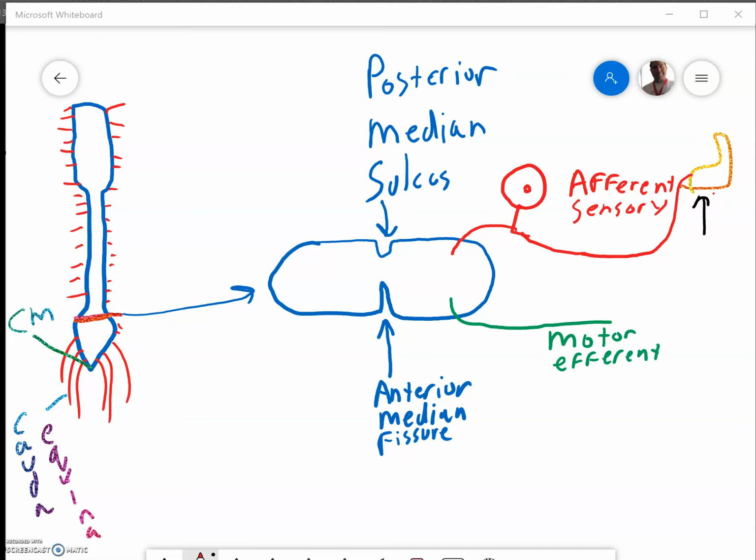And do you remember what kind of motor neurons are? That's right, they're multipolar. So you have all these little dendrites here, and there's the efferent. So which side are the axons leaving on? They're leaving on the anterior and the posterior surface.